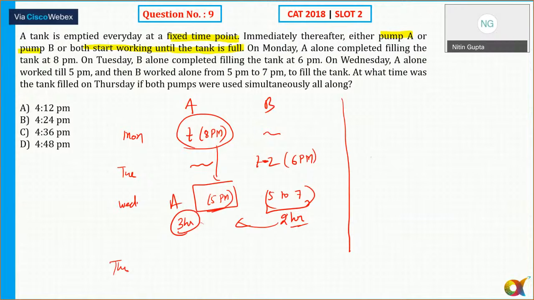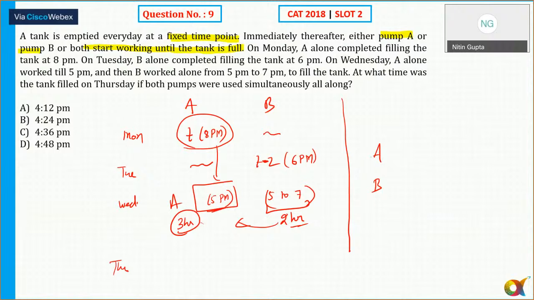Now, say there are two persons, A and another person B. What is the rate of efficiency? That is 3:2. A can complete the work in 3 hours, and the same work can be completed by B in 2 hours. Now the question is, at what time was the tank filled on Tuesday if both pumps were used simultaneously all along? So now I'm using both the pumps simultaneously.